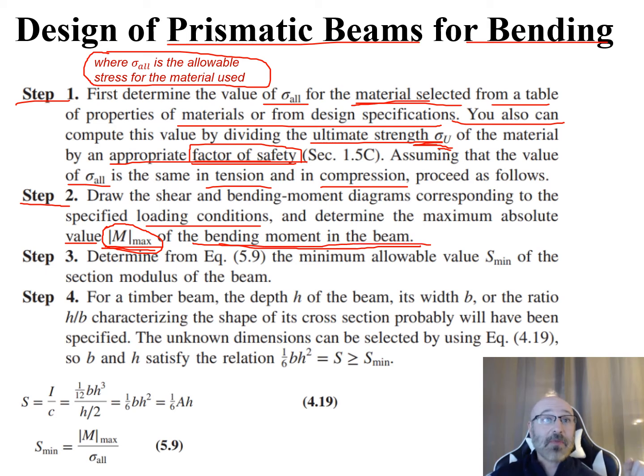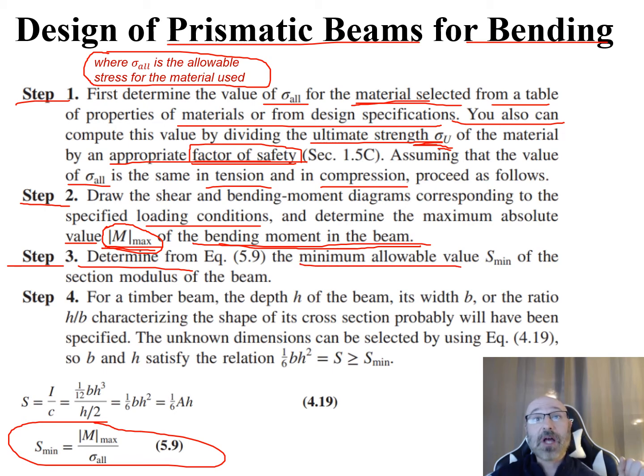Moving on to step 3, we want to determine from our equation 5.9, which we can see down here from our textbook, the minimum allowable value, S min, of the section modulus of the beam.